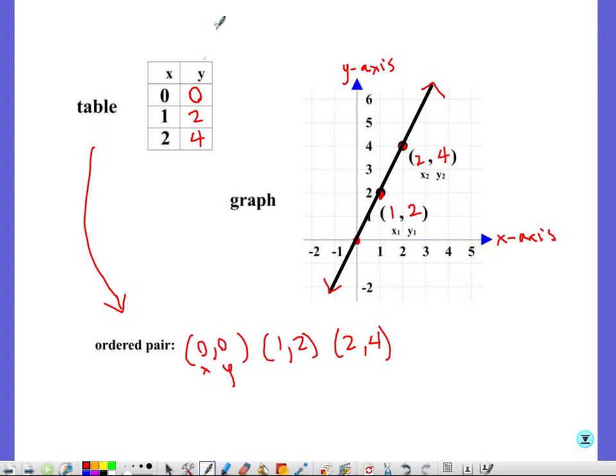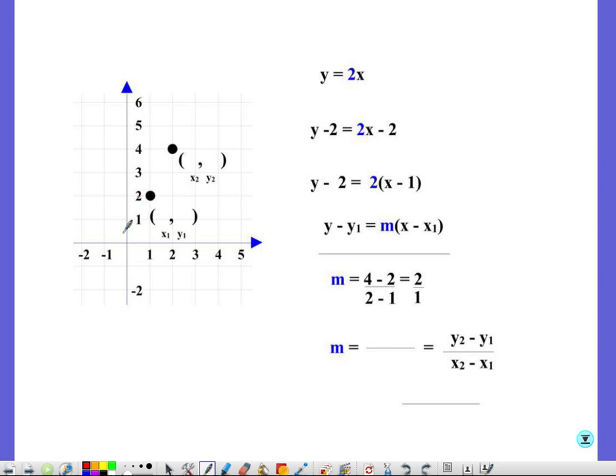So we started with the function f of x equals 2x. We converted the function into a table, and from a table we created an ordered pair representation, and from the ordered pair we created a graph. Now what if you have the graph and you want to go ahead and find what the equation is.